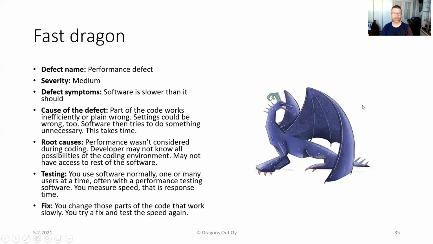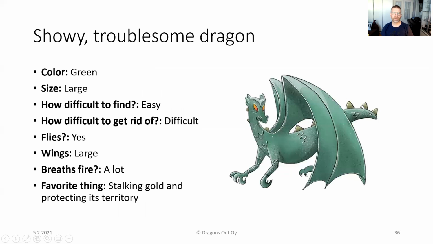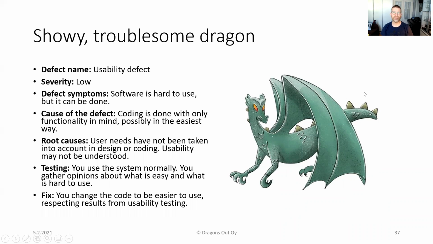Then there are showy, troublesome dragons. Big green ones, easy to spot, but quite difficult to get rid of. They stalk gold, they protect their territory, which is a problem for people. So what these kind of big dragons represent is usability defects. So usability defects are something that makes software hard to use. So a good usability is something that is easy to learn, easy to use, and something that people like.